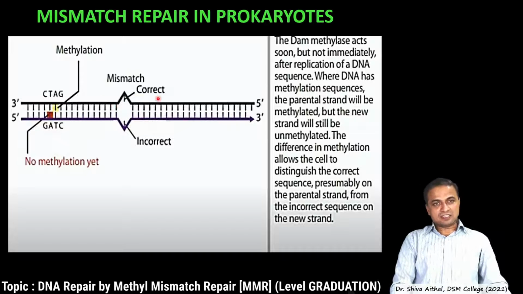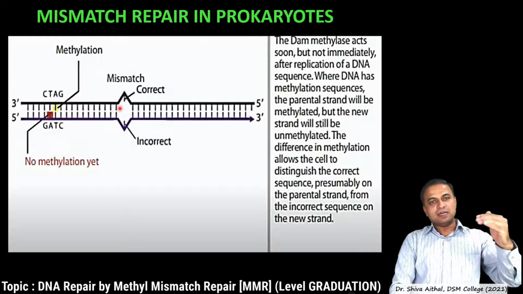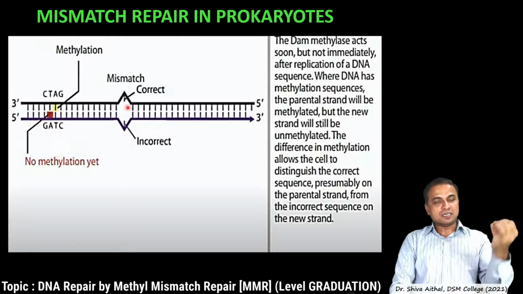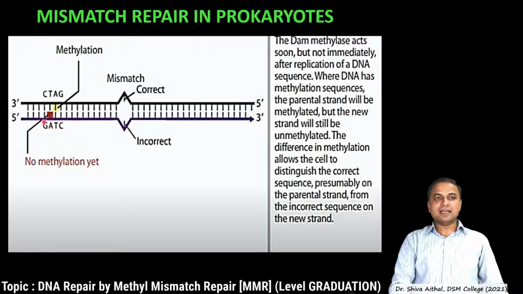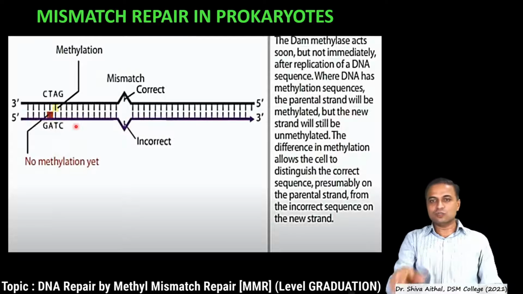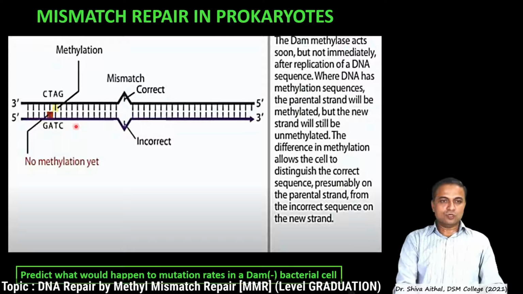The parental strand is considered as a template, and for that, what is the yardstick? What is the point to be considered by the enzyme? Non-methylated DNA. The new strand which is yet to be methylated is considered as incorrect, the whole strand, and it is removed. So we have seen this in the animation.